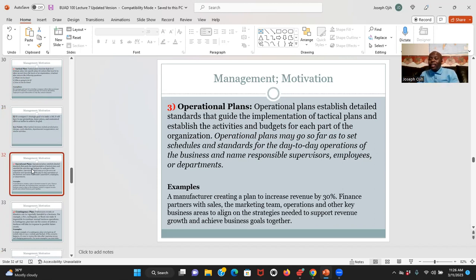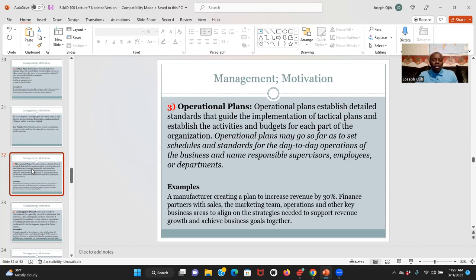Now, as the name implies, we call it an operational plan because it establishes the standards that guide the implementation of the tactical plan, and then establishes the activities and budgets for each part of the organization. So through an operational plan, the manager may set schedules and standards for the day-to-day operation of the business and name people who are responsible for each step.